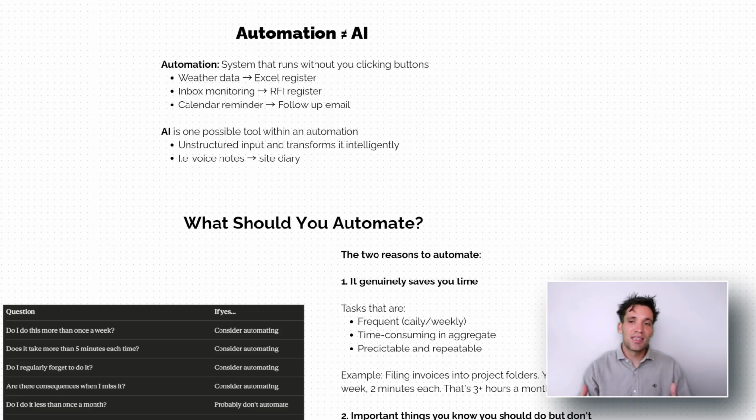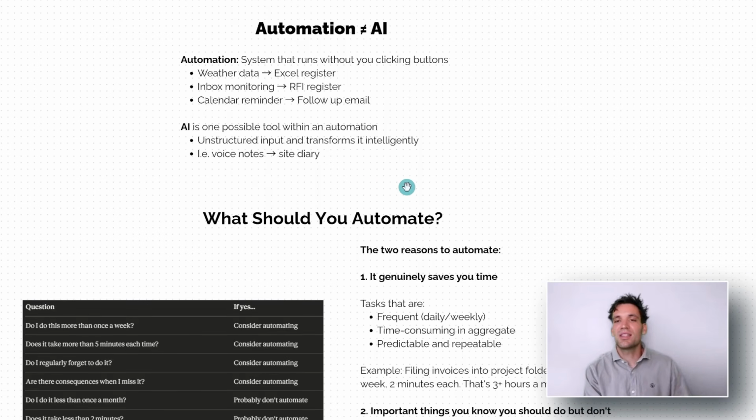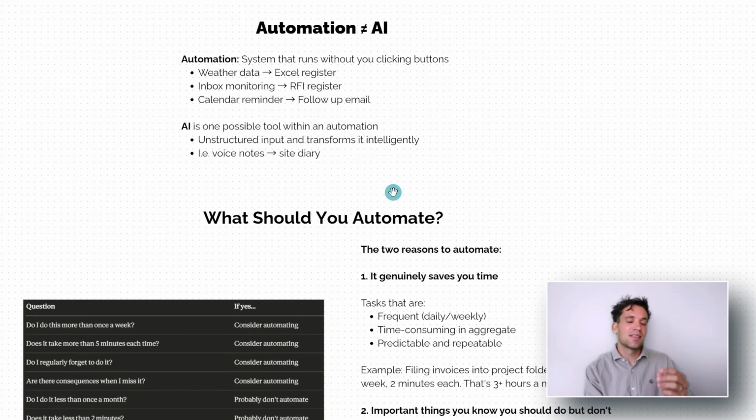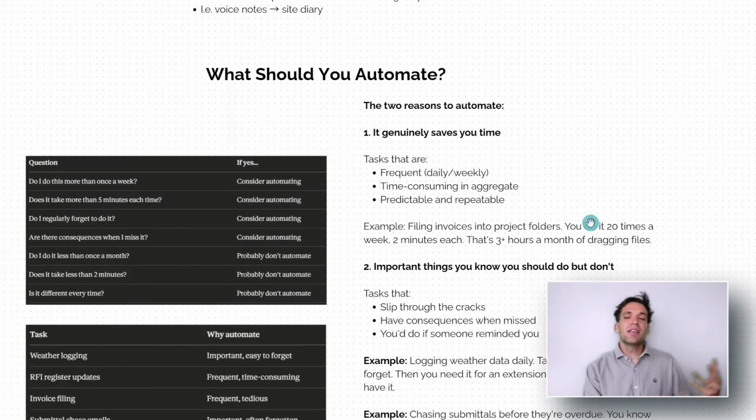So for example, taking voice notes or a WhatsApp chat, turning that into a site diary would save a lot of people time. Or you can use AI to determine what automation should run. I'll talk about the applications of AI to an automation, but I just want to be clear at the start that these are different concepts. Okay, the next question to ask is, what should you automate?